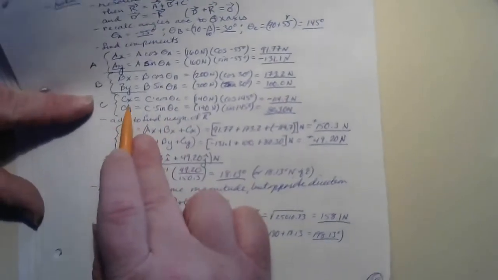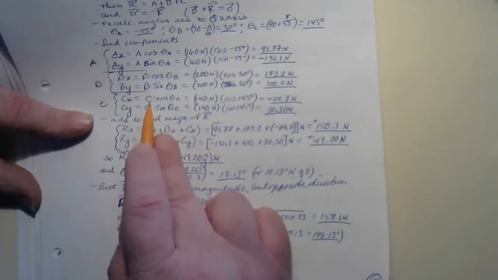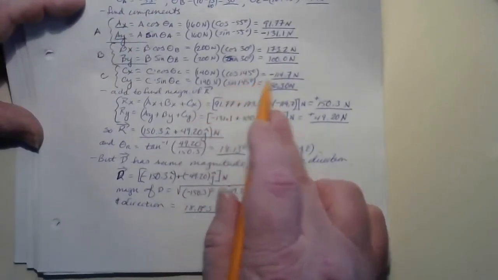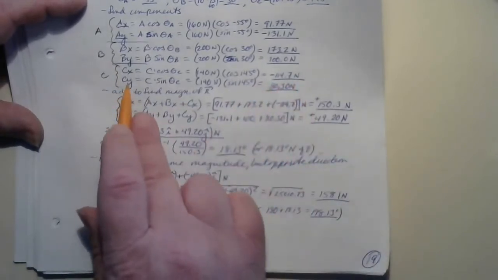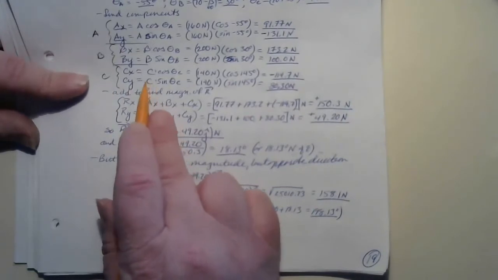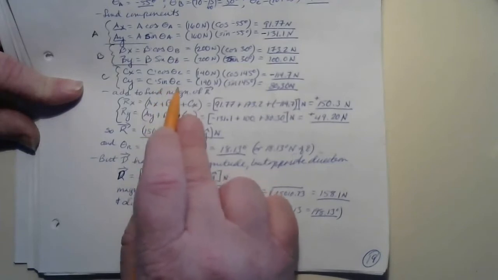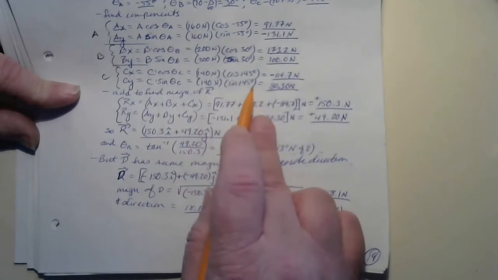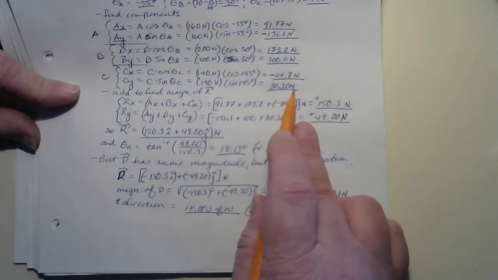And the x component for the vector for dog C would be the magnitude, that is the force with which dog C is pulling, times cosine theta C. So that's 140 newtons times the cosine of 145, or negative 114.7 newtons. And Cy is just, again, the magnitude of the force for dog C times the sine of theta C. So that's 140 newtons times the sine of 145, which is 80.30 newtons.